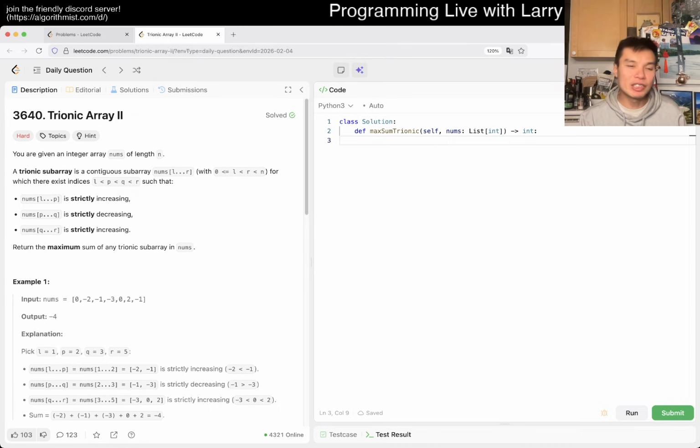Okay, so you're given an integer array nums of n. You have these L, P, Q, R. That's one more thing than yesterday, right? What is R? Continuous. Oh, left to right. Okay, so it's just a subarray, but you still have P and Q, and you divide it into 3 parts. The Trionic subarray is a contiguous subarray inside. L and R can be on the ends, that's fine. And you have one part from L to P, P to Q, and Q to R. Return the maximum sum of any Trionic subarray.